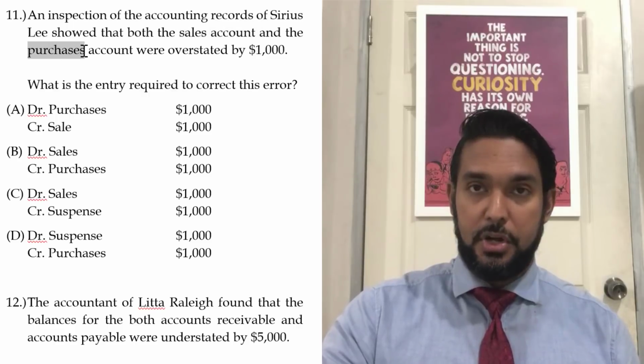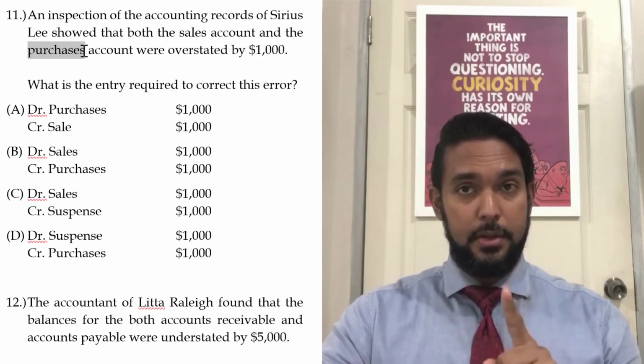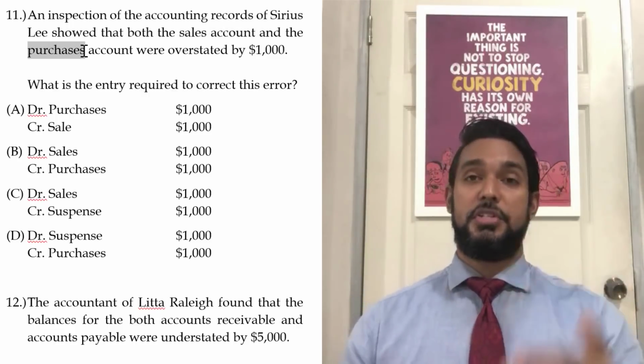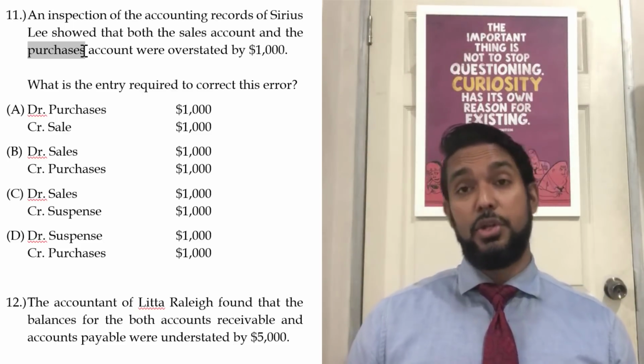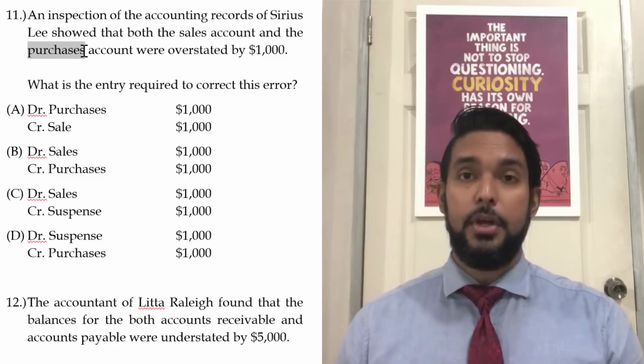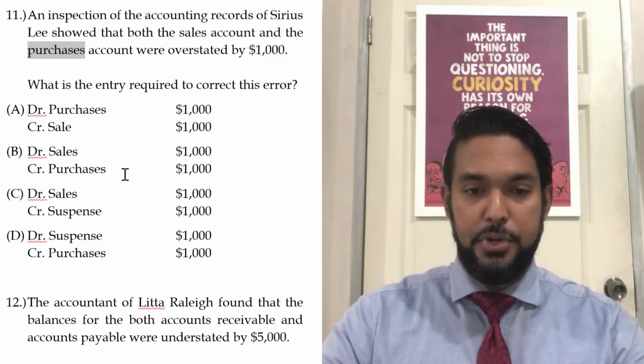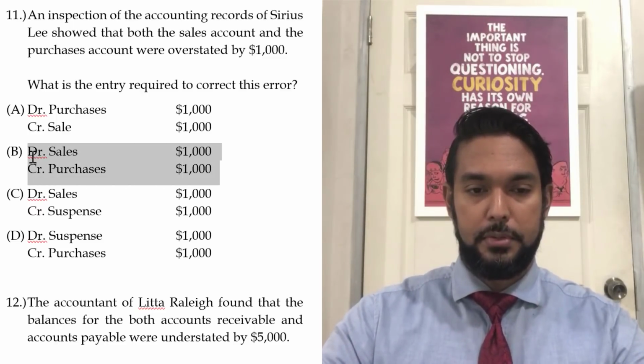Similarly, the purchases account is also overstated, so we have to reduce the balance. Purchases is an expense. Expenses usually have debit balances, and to reduce the debit balance, you have to credit the account. So we're debiting sales and crediting purchases for 1,000.